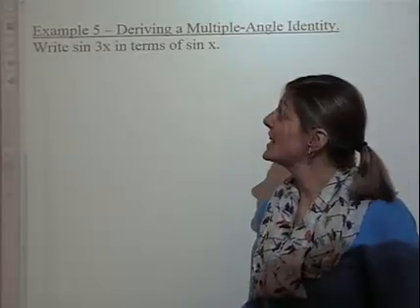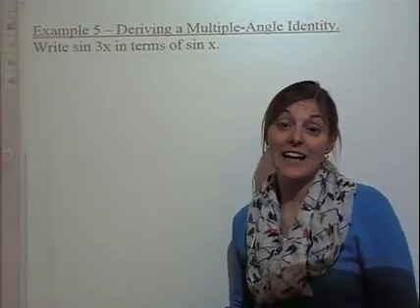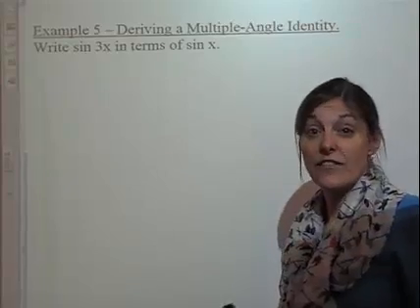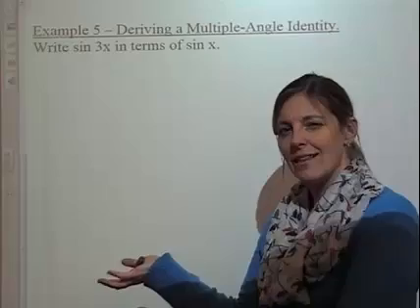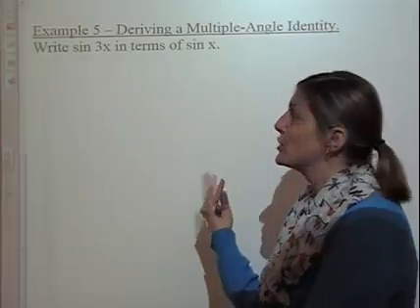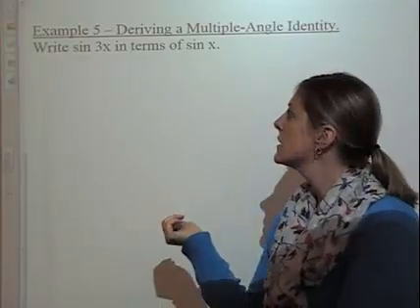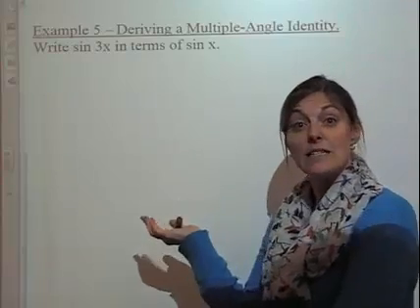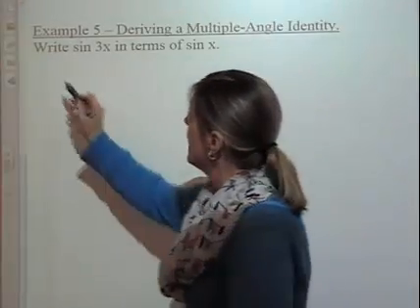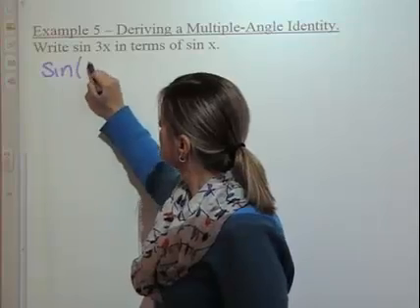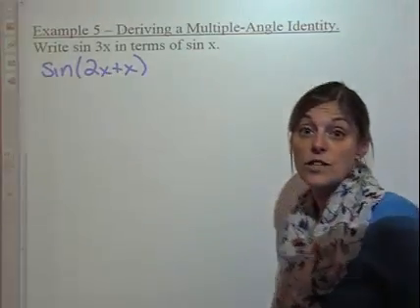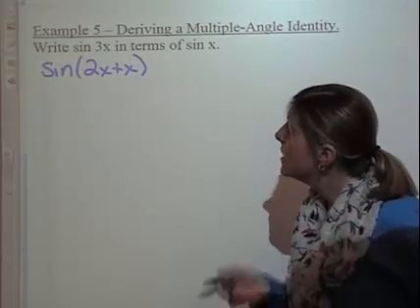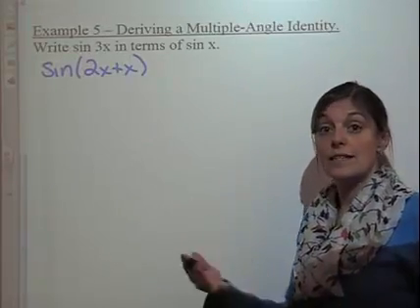All right, let's take a look at example 5. We want to write sine of 3x in terms of sine of x. Well, we don't have a triple angle identity, so there isn't anything that we can just use for sine of 3x. But we could make it a sum identity. We could say sine of 2x plus x, and then we can use our sum identity to expand that.